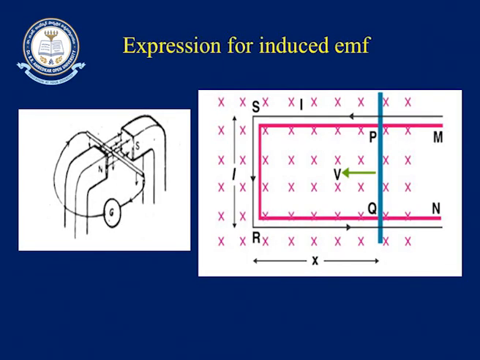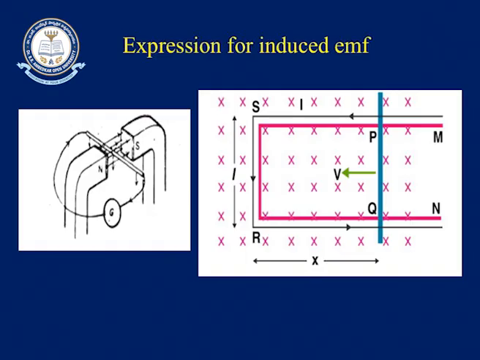Next topic, we will see the expression of the induced EMF. In this image, which type of magnet is used? Is it a horseshoe magnet or a solenoid? Almost always we use a horseshoe magnet. In between the horseshoe magnet, a conductor is placed. The two ends of the conductor are connected to the galvanometer.